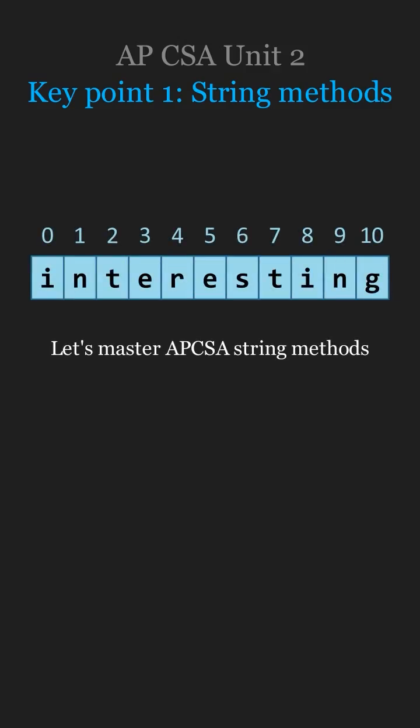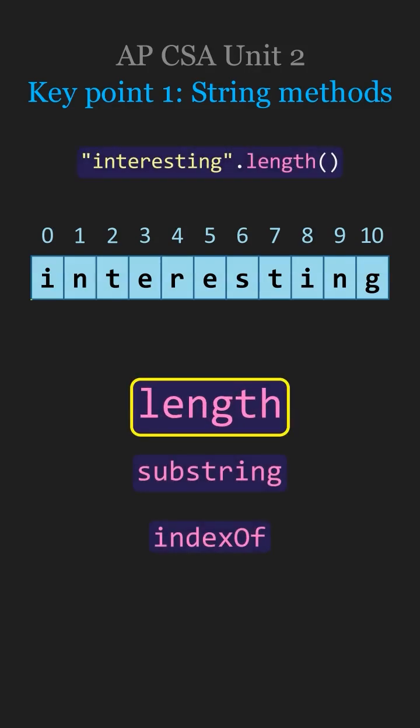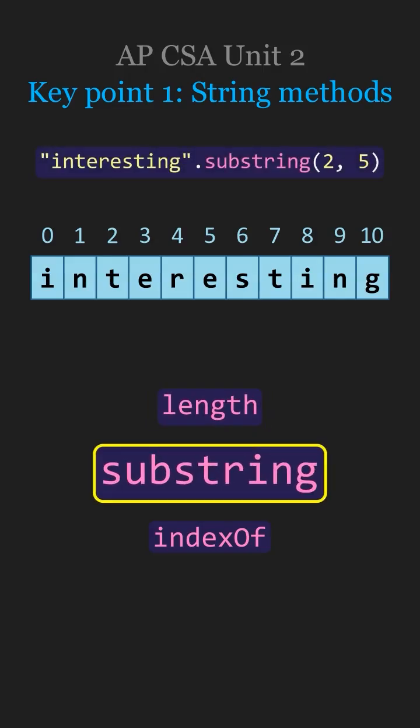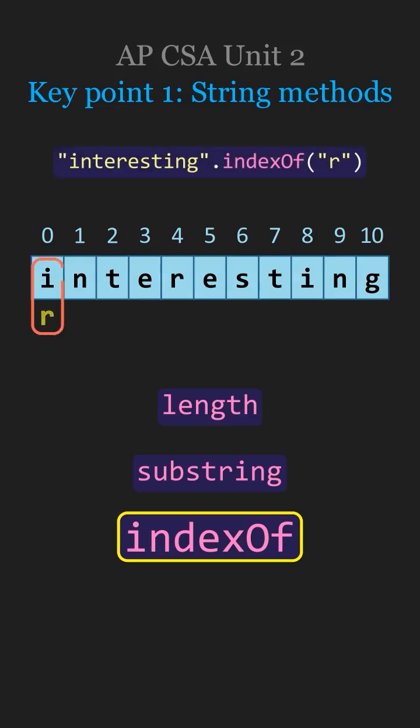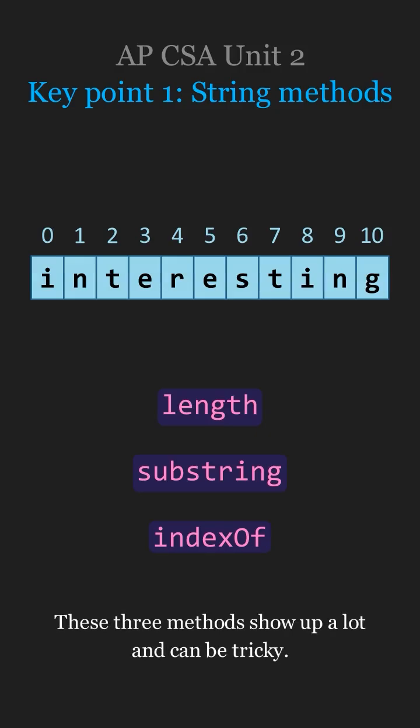Let's master AP CSA string methods: length, substring, indexOf. These three methods show up a lot and can be tricky.